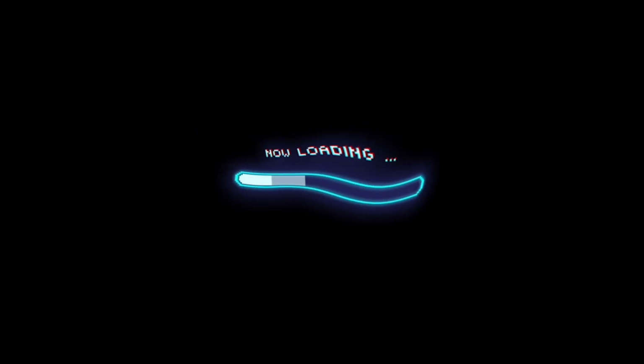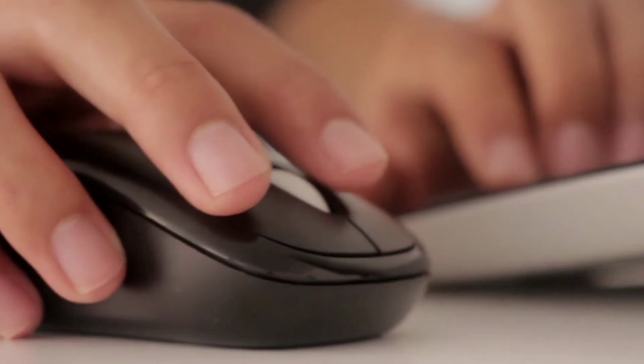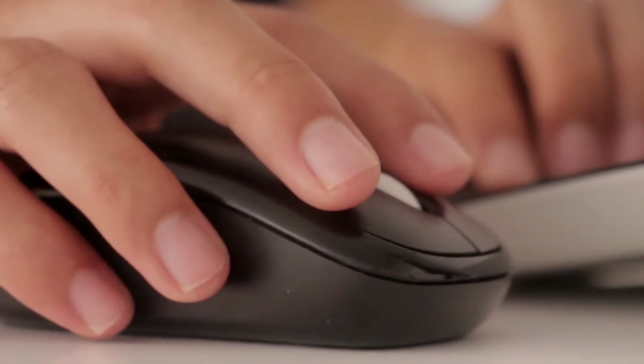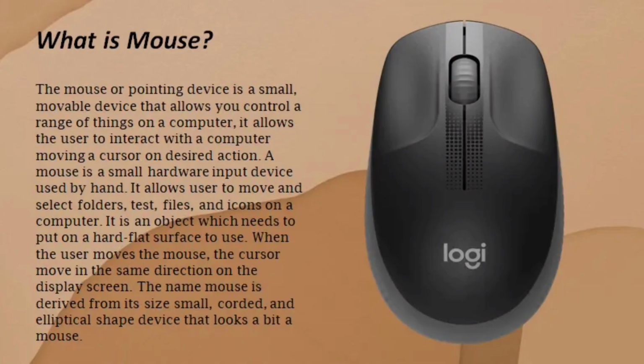So except for the keyboard, a mouse is also one of the examples of an input device. What is mouse? Okay, the mouse or pointing device is a small movable device that allows you to control a range of things in a computer. It allows the user to interact with the computer by moving a cursor to the desired action. A mouse is a small hardware input device used by hand. It allows the user to move and select folders, tasks, files, and icons on a computer.